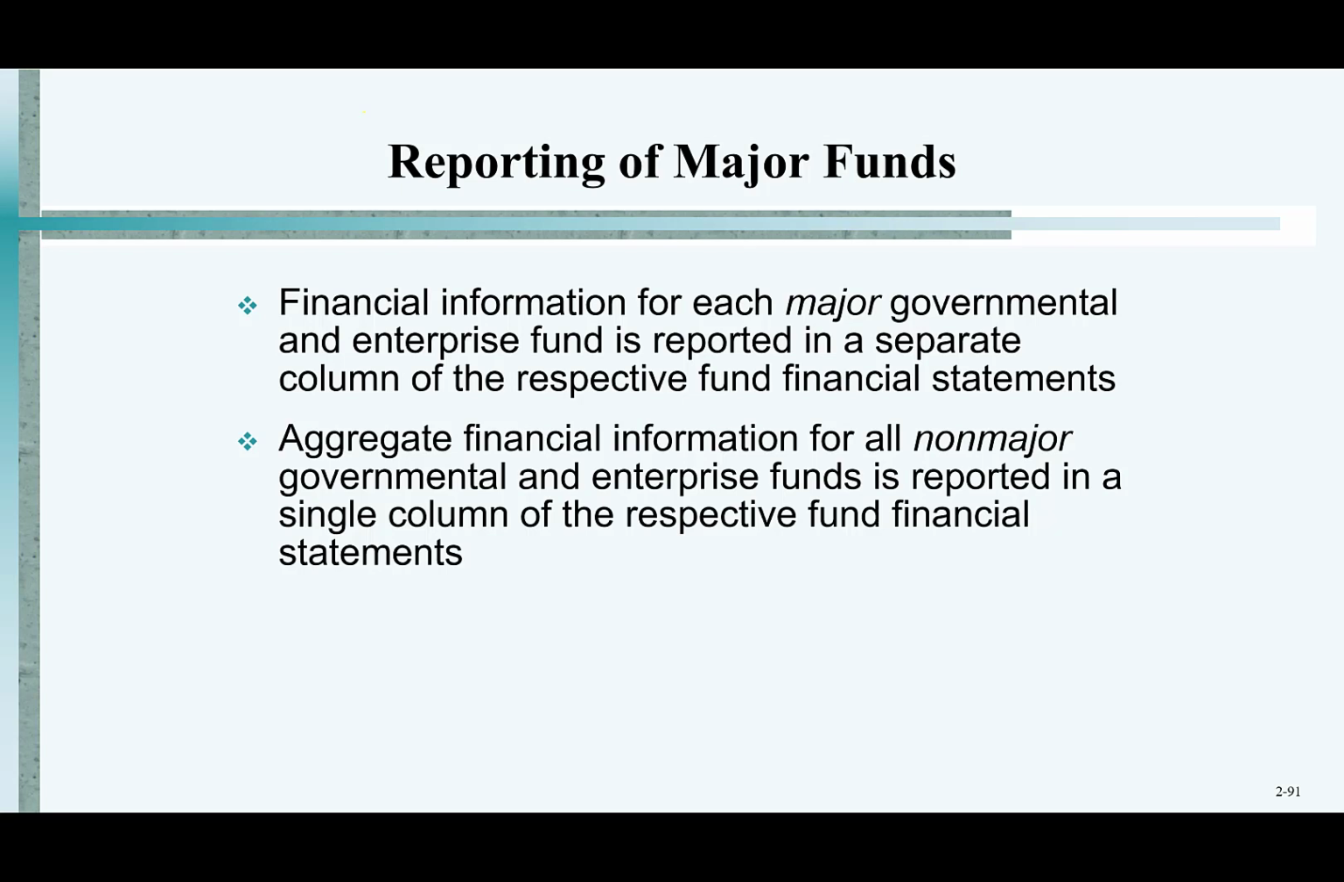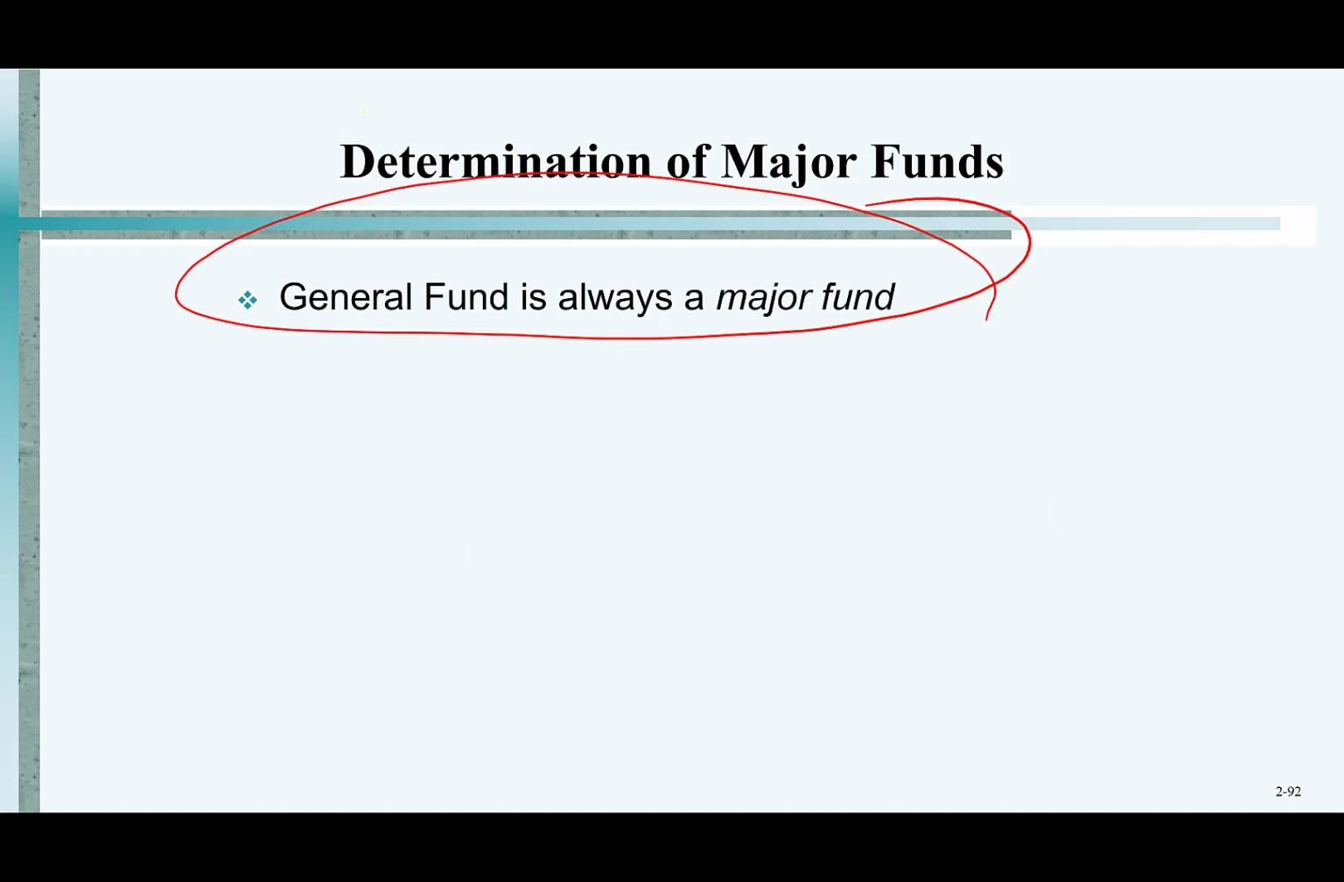Governments have hundreds of funds. They'll only have one general fund. Is that what we say up here? Okay, they only have one general fund. Only one general fund. But they could have 50 special revenue funds. It depends on what revenue we've collected for what purpose, right? They could have 20 capital project funds. It just depends on how many capital projects they have going on. They usually don't have more than one debt service fund.